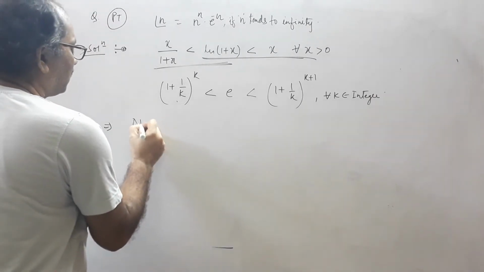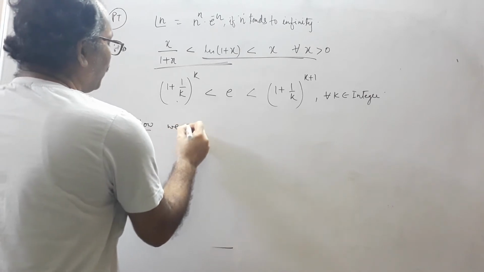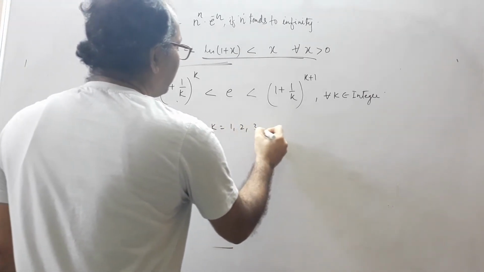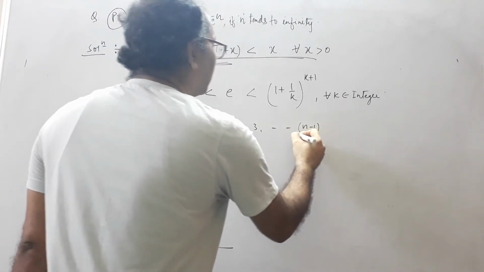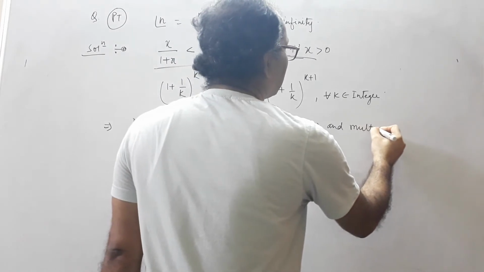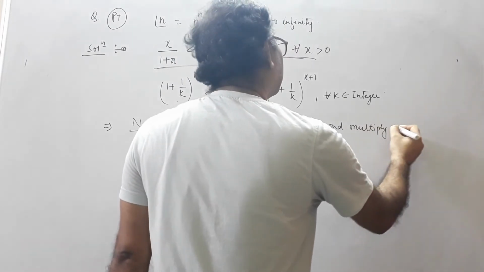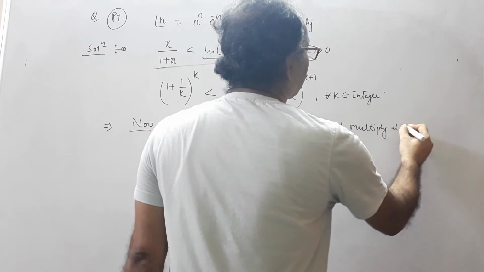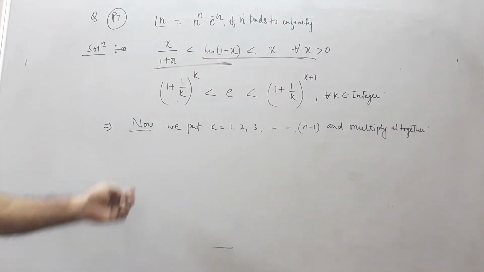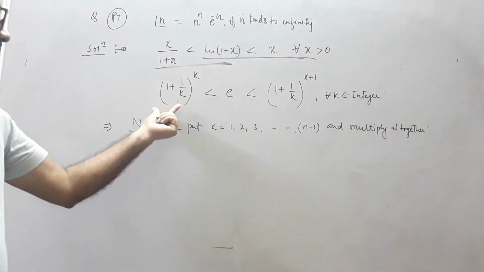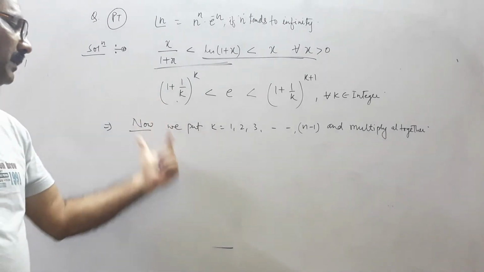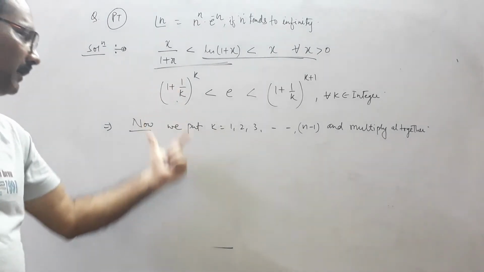Now we put k is equal to 1, 2, 3, up to n minus 1 and multiply all together. Okay? We put k is equal to 1, then we put k is equal to 2, 3, 4, 5, 6 up to n minus 1 terms, and then multiply all the terms.